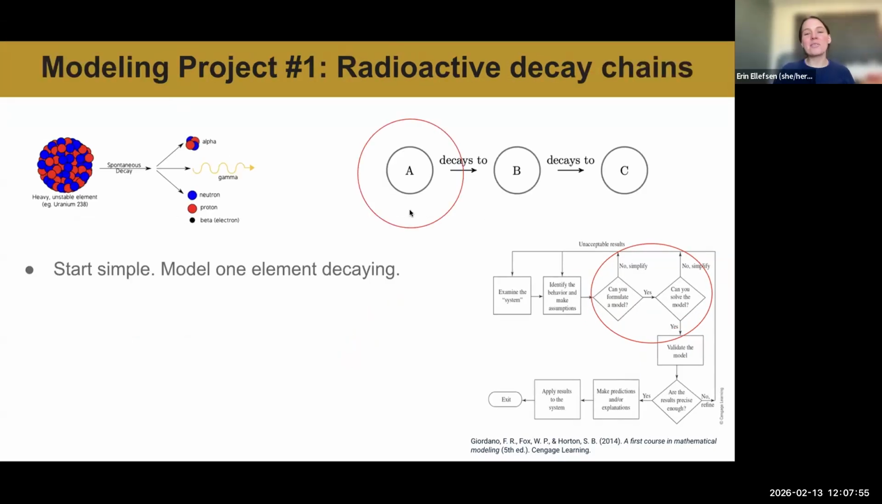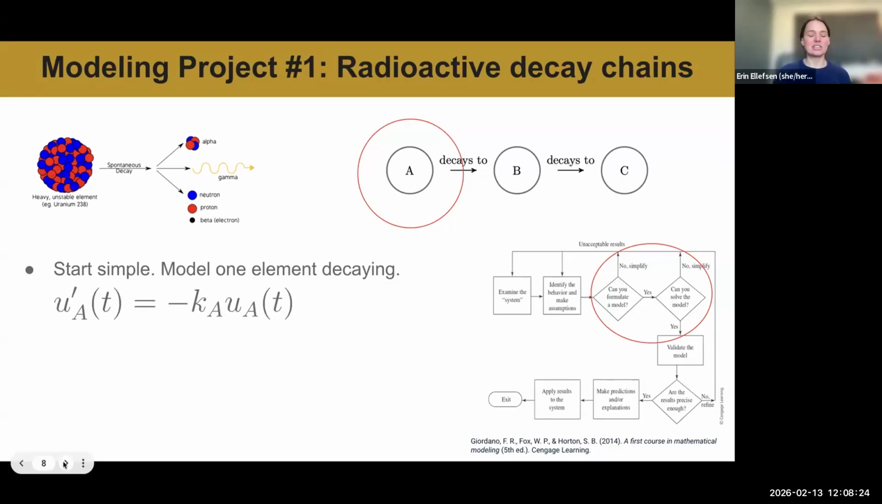Okay, so now I'm going to go through the three projects that we're doing, and usually they're working on these a lot outside of class while we're doing some modeling projects in class. And this is just one example of a place I start. I get a lot of chemistry students in my DE class, and so one thing I do is talk about radioactive decay. We start simple and just model one element decaying, and the project leads them through this whole process.